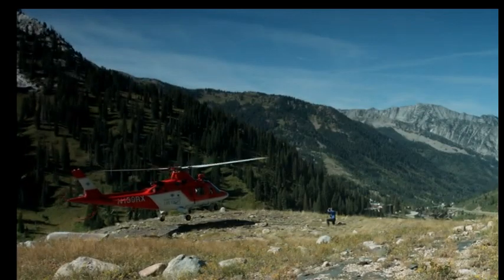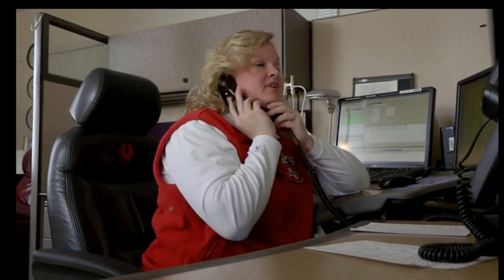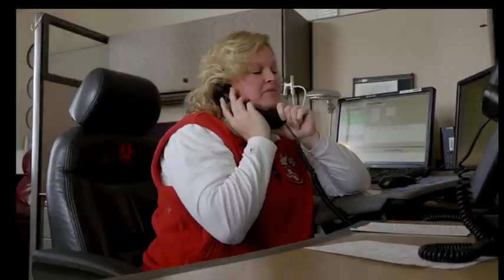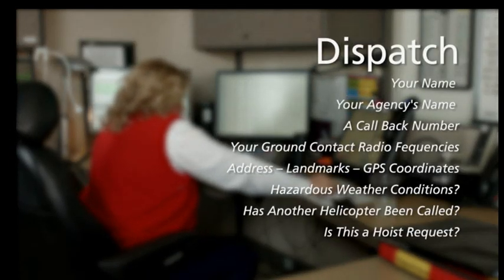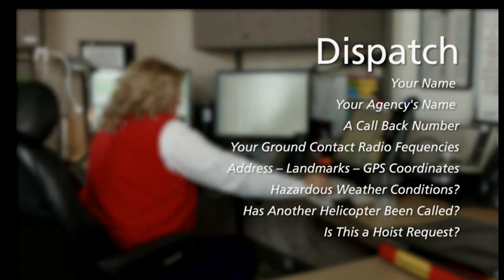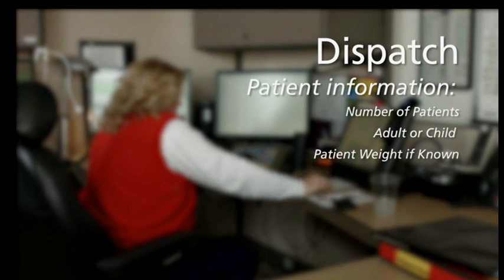When you call to request a Lifeflight helicopter, you will be connected with their communications center. The dispatcher will ask you for your name, the name of your agency, and a callback phone number, as well as the radio frequency and call sign that the pilot should use to contact the LZ Coordinator. They will also need to know the location of the landing zone, including any prominent landmarks nearby and the GPS coordinates if available. They'll also need to know how many patients are involved, and whether they are adults or children. It's important to provide the patient's actual weight if known, or your best estimate if no one can provide an actual weight.